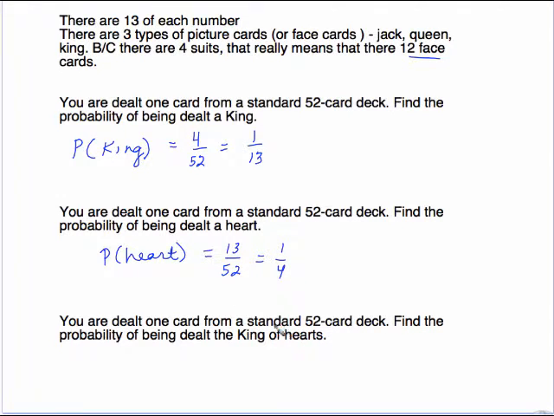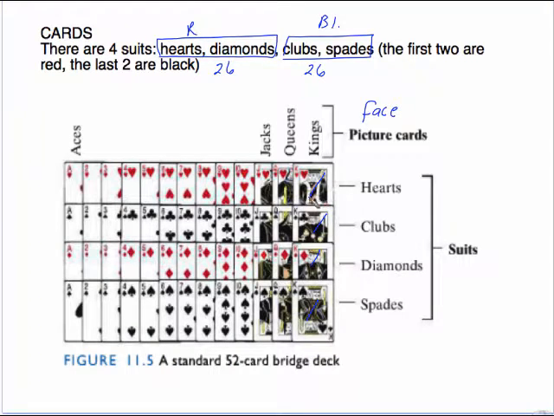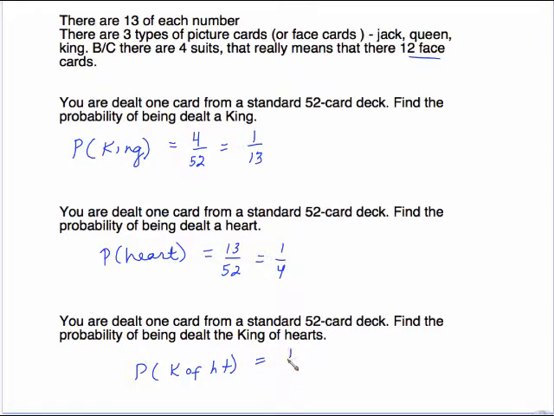This one, standard 52 card deck, find the probability of being dealt the king of hearts. Well, the king of hearts is right here. That's the only king of hearts. These others are kings, but they are not the king of hearts. That means there is specifically 1 card that is the king of hearts out of 52.